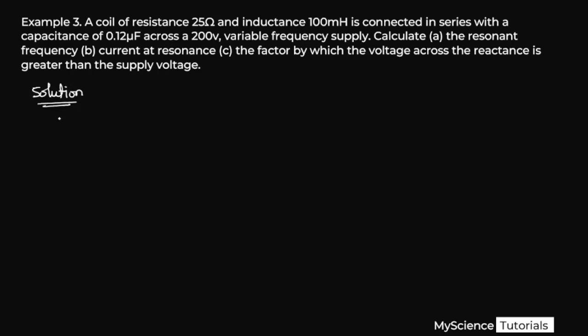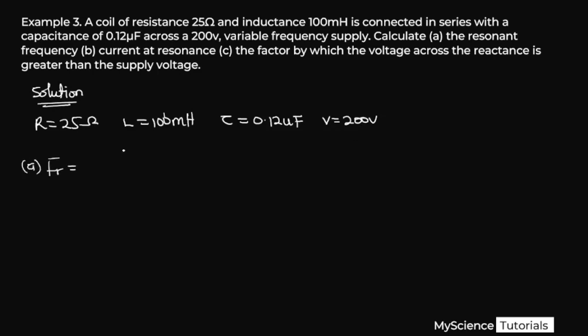So we have a coil of resistance R equal to 25 ohms. We have our inductance is 100 millihenry connected in series with a capacitor of 0.12 microfarad, and then we have a voltage of 200 volts over here. So we have to find A, the resonance frequency, and we know that resonance frequency is 1 over 2 pi the root of LC.